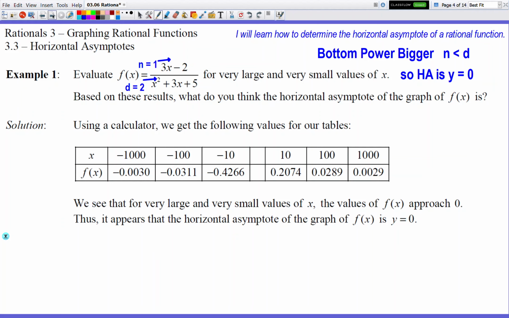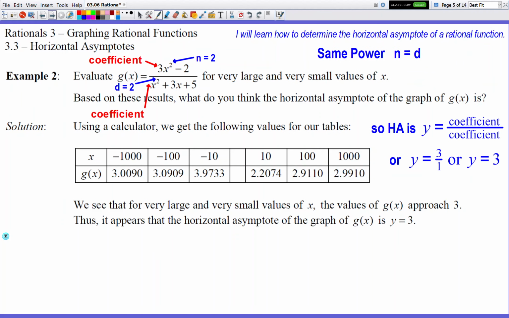Okay, so let's look at another example. Let's look at our numerator's biggest power, which is a 2. Let's look at our denominator's biggest power, which is also a 2. So when I compare numerator versus denominator, I get a same power situation. When it's the same power, I'm going to grab what are called the coefficients. The coefficient is your number in front of the x. On top, I have a 3 in front of the x. On the bottom, I don't see a number in front of the x squared, so I know it's a 1 by default. So 3 on the top, 1 on the bottom. 3 divided by 1 is 3. So therefore, your horizontal asymptote is y equals 3.